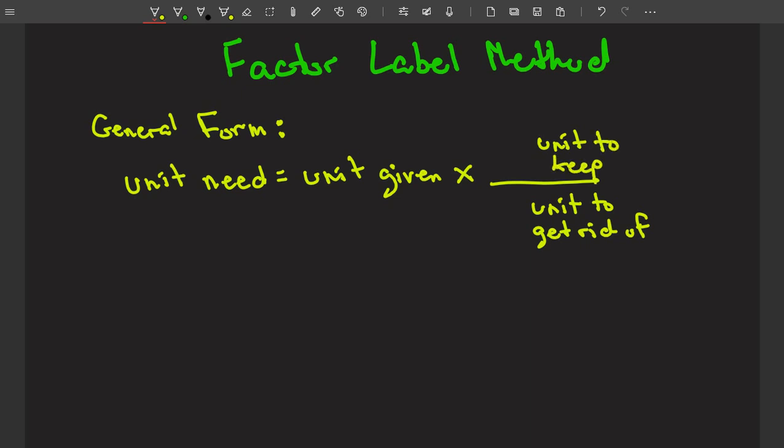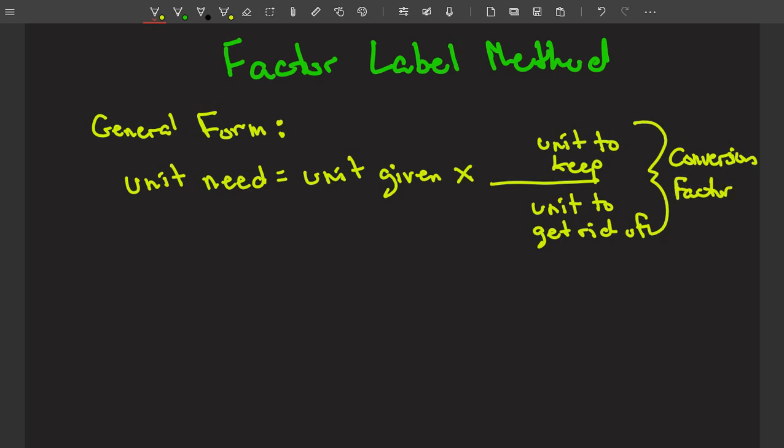Now this unit, the one at the top, the unit you want to keep, is going to be related to the unit you need, right? It's going to be the same, and the unit you're given is going to be eliminated by the part of the conversion factor that is at the bottom, the denominator at the bottom, right? So this portion here is called your conversion factor.